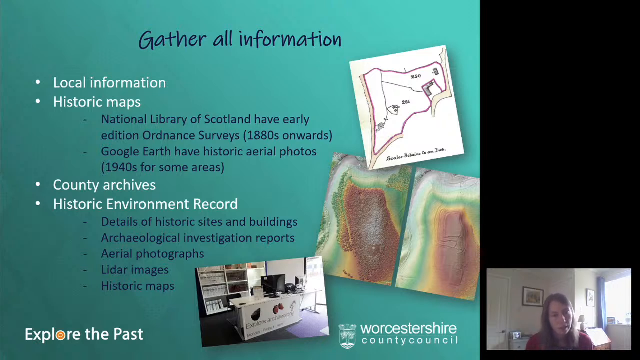And these are all flagged up on a map system, which is called a geographical information system, that contains lots of layers. So as well as pinpointing and flagging up reports from investigations, it contains aerial photographs of the area, historic maps, and also LiDAR images. So there's an example of a LiDAR image on the slide there in the middle.